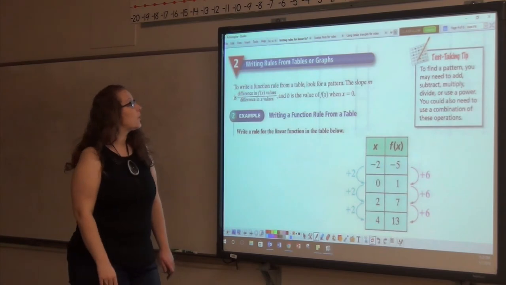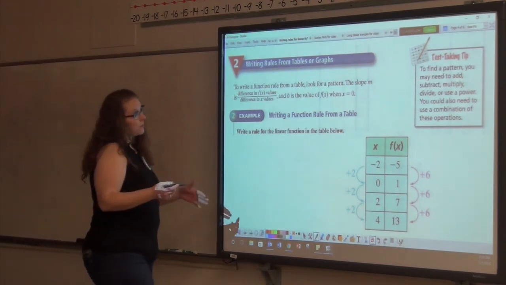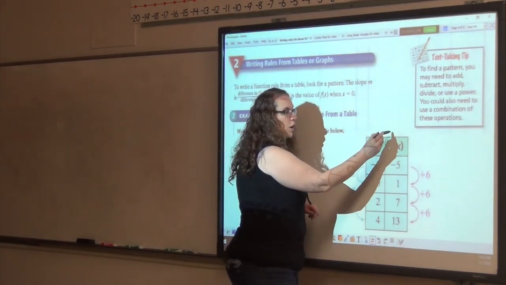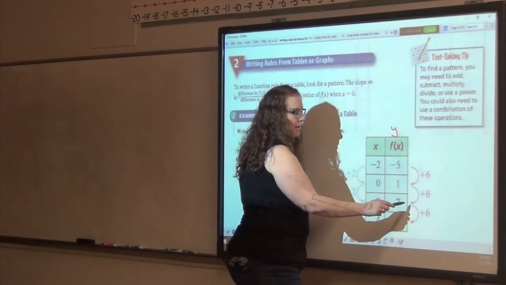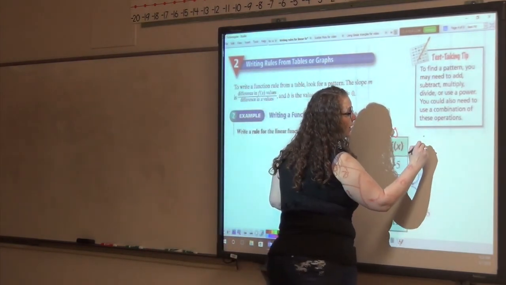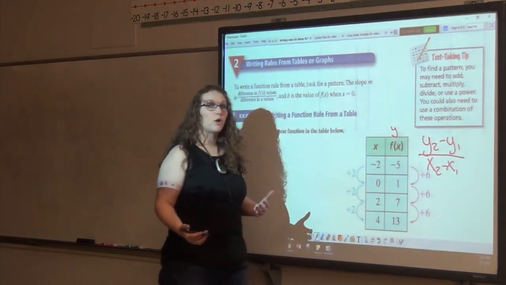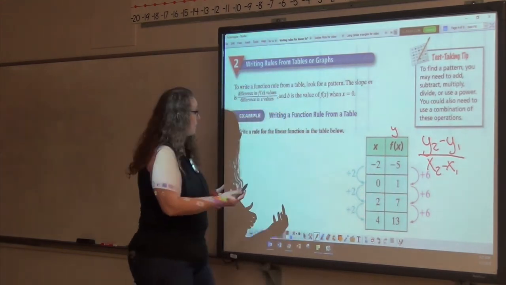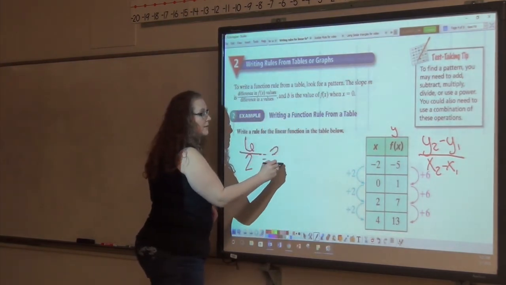All right, here we are going to write a function rule from a table. So the first thing we need to do is look for patterns. And we have this pattern here with our x's: every time we're adding 2. So that's how our x is changing. With our y's, or our f of x, we used to think of this as y when we were doing linear equations, we are changing by adding 6 every time. So we need to think about our slope of our equation. So our slope is change in y, or y2 minus y1, over our change in x, x2 minus x1. That is the formula for our slope, right? Or we can think about it as change in y over change in x. My y is changing by adding 6 every time, my x is changing by adding 2 every time. So my slope is 3.